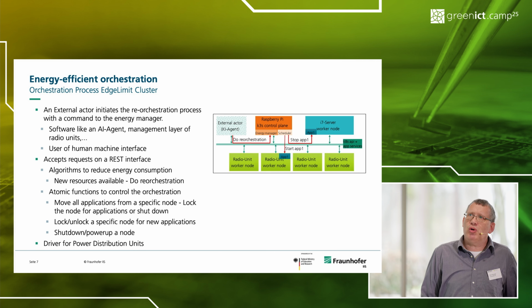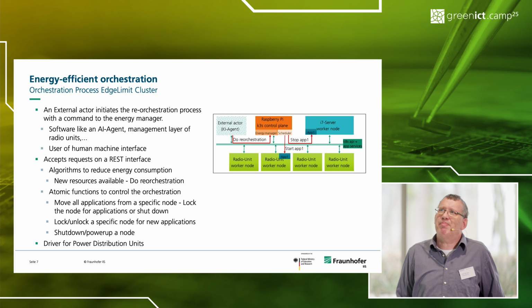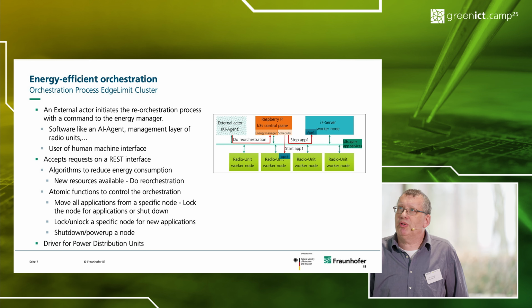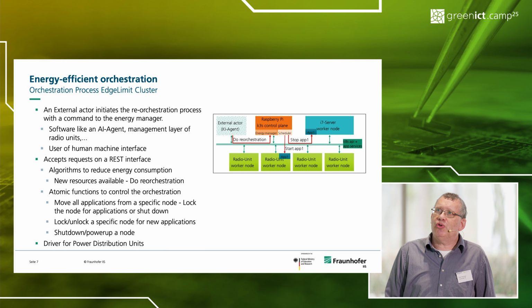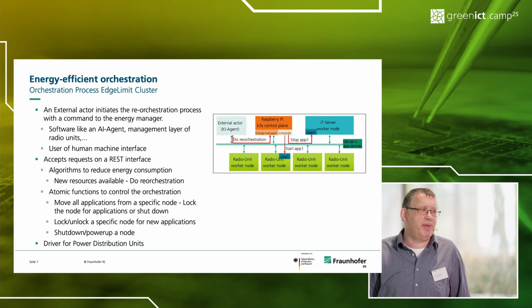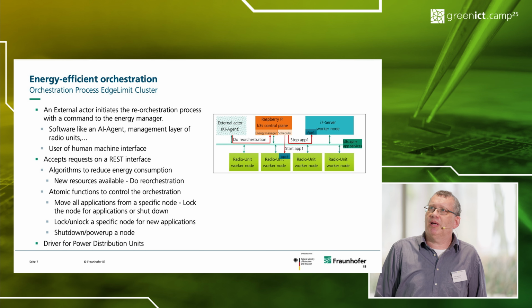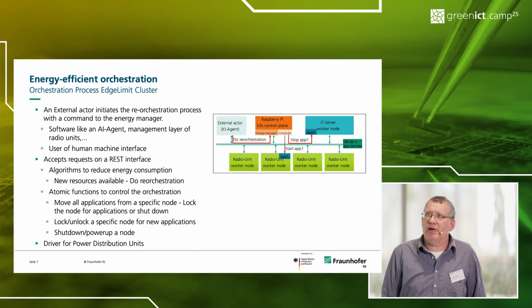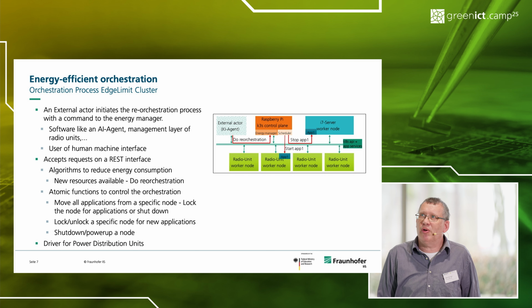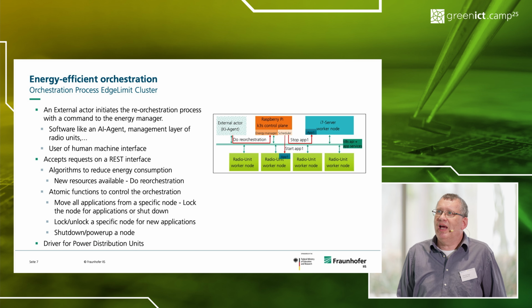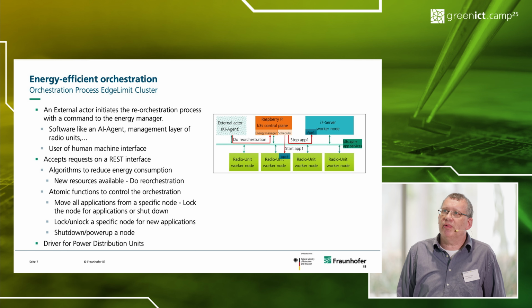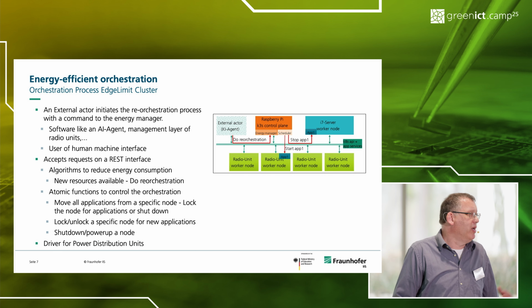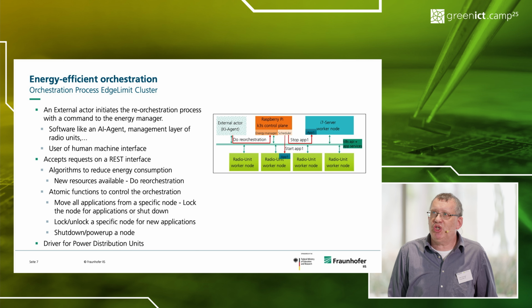Okay, this slide shows the step-by-step activation of the orchestration. So typically we use an external actor. This can be a KI agent or a neuromorphic system. We have our control plane on a Raspberry Pi. We have a worker node with big performance based on an Intel i7 processor, and we have the different radio units with embedded systems, with an ARM processor, with Xilinx FPGAs.